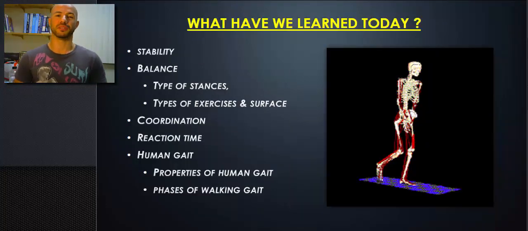A lot of information with today's video. We talked about stability, balance, and types of stances, exercises, and surfaces for balance. We've also learned about coordination and reaction time. Finally, we've learned about the human gait and its properties and analyzed the phases of the walking gait. So see you in the next lesson with the topic of movement across the lifespan.